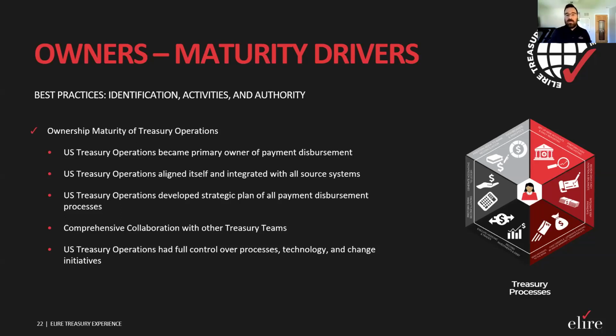They were able to increase performance around payment disbursement because they were able to clearly identify who was going to take ownership, identify the specific activities that belonged to those owners, and have a clear definition of the level of authority there. As a result, we saw comprehensive collaboration with other teams, and US operations had full control over the processes, the technology, and the change initiatives within that process.